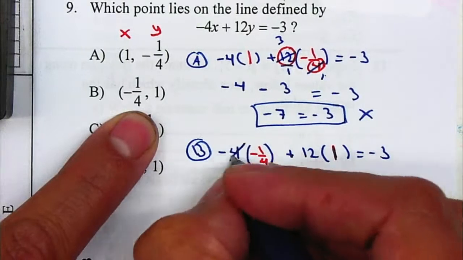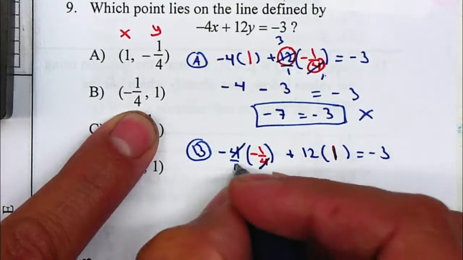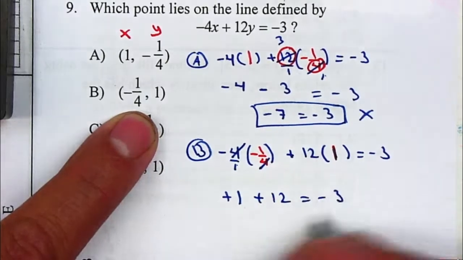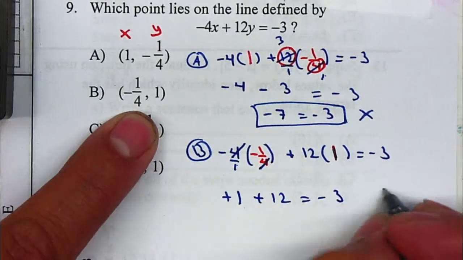Or we can just simplify. The 4 and the 4 cancel. That gives me 1 divided by 1, which is just 1, plus 12 is equal to negative 3. Sometimes you can see that that's not going to be it. So let's try letter C.